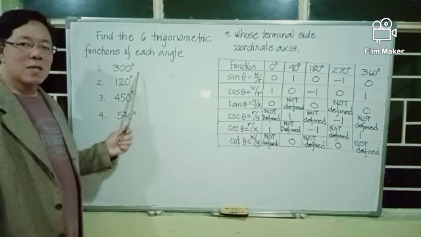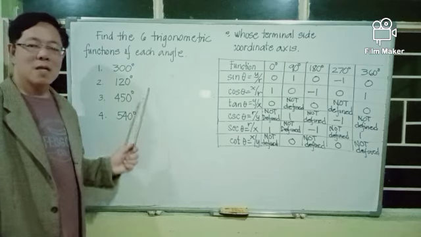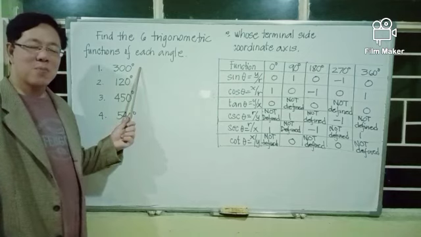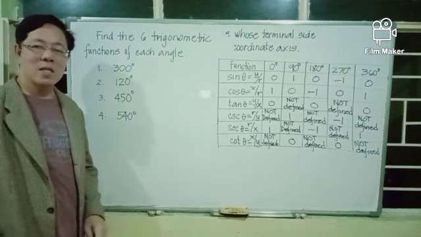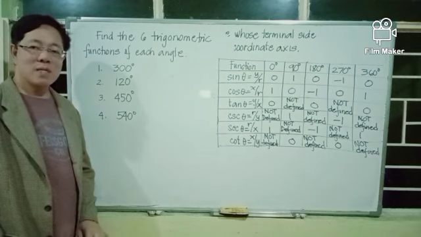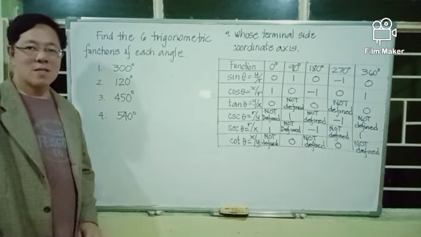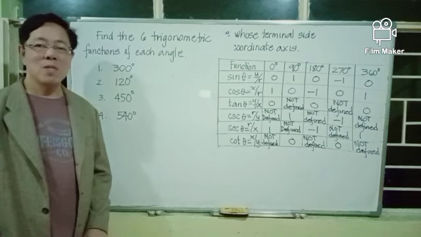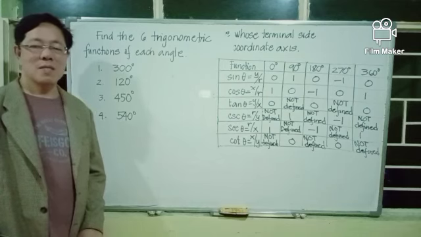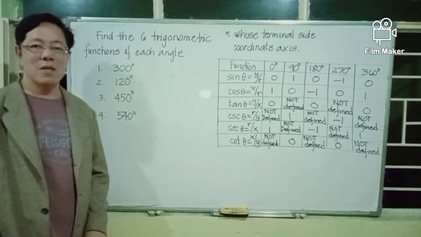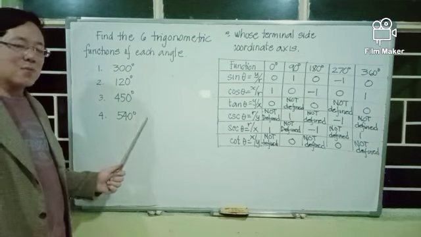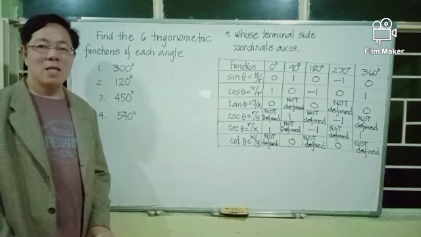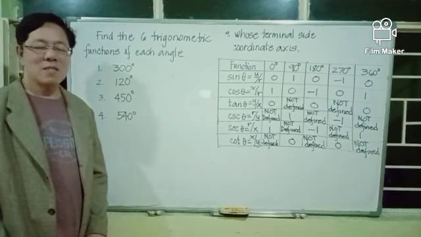The first 2 angles, 300 degrees and 120 degrees, are multiples of 60. Hence, when you find the trigonometric functions of 300 and 120 degrees, you will write the values of these trigonometric functions in terms of the trigonometric functions of the acute angle or the special angle 60 degrees.